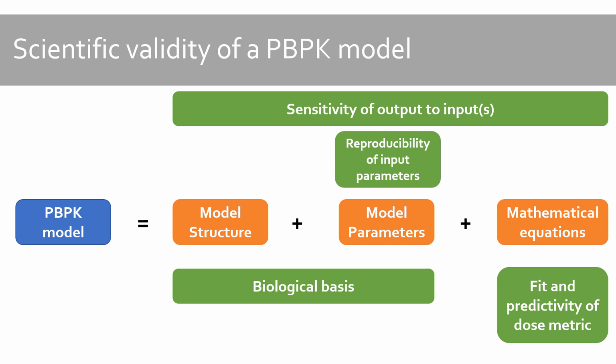So it's just a reminder of things we've already talked about, but in a PBPK model, we have the model structure and the model parameters. And obviously, the biological basis of the structure and the model parameters is really important and needs to be reviewed. And for the model parameters, the reproducibility of the input parameters is important, as well as the sensitivity of output to input. But the model structure and the parameters are not the only thing that make the PBPK model. The mathematical equations that relate all the compartments together through the blood flow are also really important, and fit and predictivity on those metrics are something that needs to be evaluated.